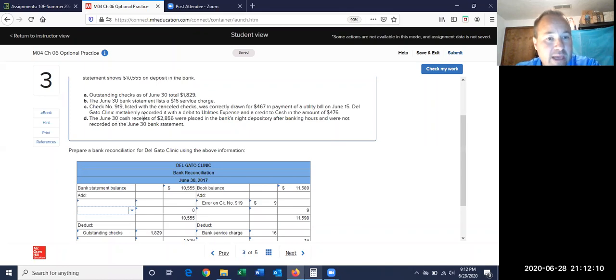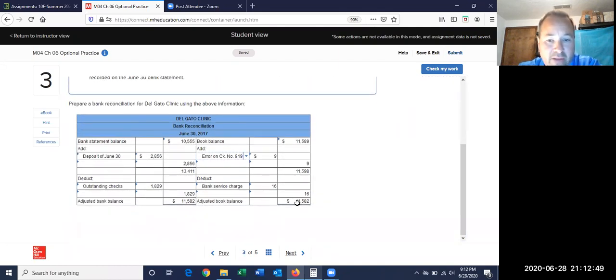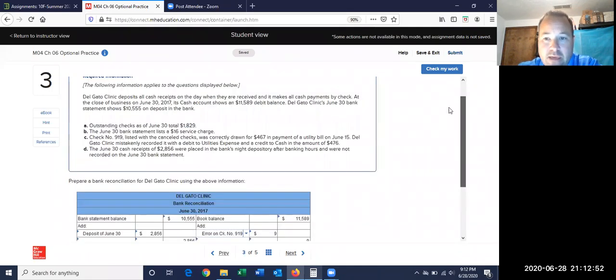The final thing here, it says we had cash receipts and we put it in the bank after hours, so therefore it's not on the bank statement. So this is something that we knew about, but the bank doesn't know it. So we need to adjust the bank side, and then we've got to think about cash receipts. How does that affect the bank's books? That would add it. That's a deposit in transit. So we've come over here and put deposits on June 30th for $2,856. If that's everything that happened on the bank reconciliation, if we come down here, the numbers should balance, and they do. Now we can check our work.